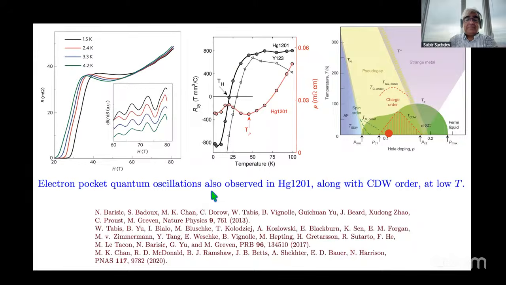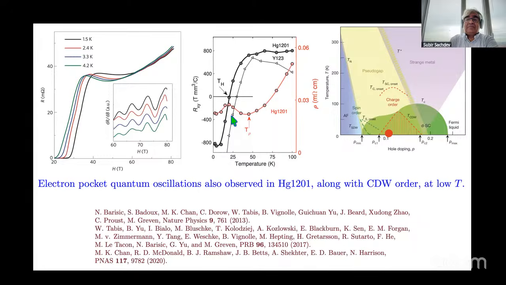There's also observations in a different cuprate, mercury 1201, again at a very similar doping, where you see exactly the same phenomena as in YBCO. So, giving you the idea, there's nothing special to YBCO, which has bilayers and chains and a rather complicated structure. This material has a very simple structure, as we'll see in a few minutes. It has exactly the same phenomenology, so it's lending support to this behavior.